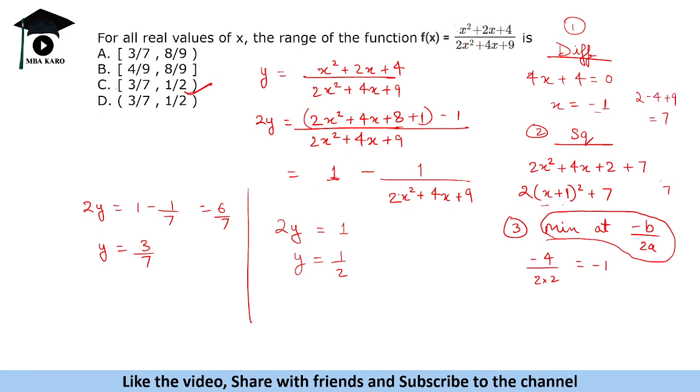And in the other case, it will become almost equal to 0, but it will never be 0. Okay, so that's why 1 by 2 is in this open bracket. All right, let's see the next question.